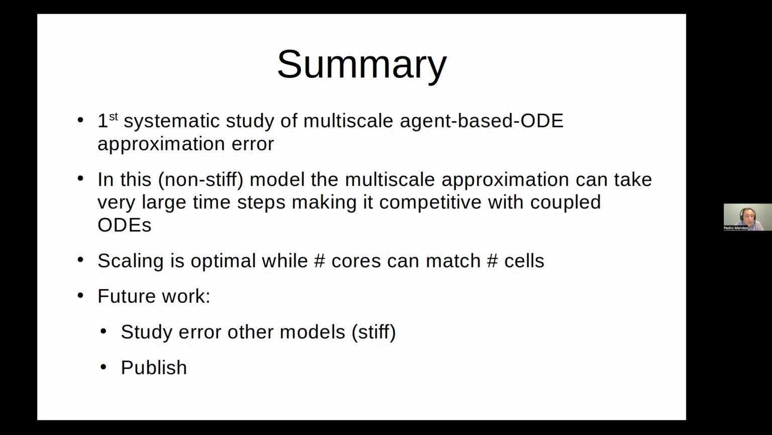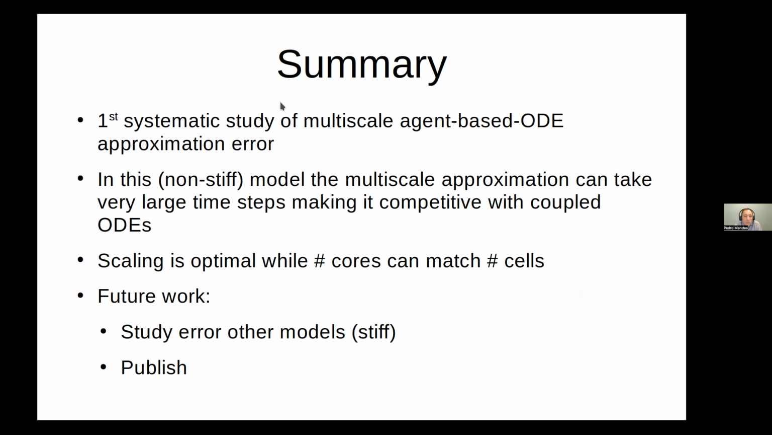In this model that I remind you is non-stiff, the multiscale approximation can really take very large time steps and therefore makes it competitive with using coupled ODEs. However, we don't know if this happens in stiff models. Probably not. Scaling is optimal while the number of cores can match the number of cells. Of course, this is not going to work out for millions of cells, but it's going to be fine if you have hundreds of cells.